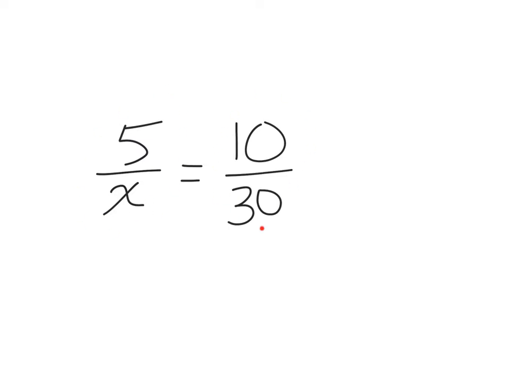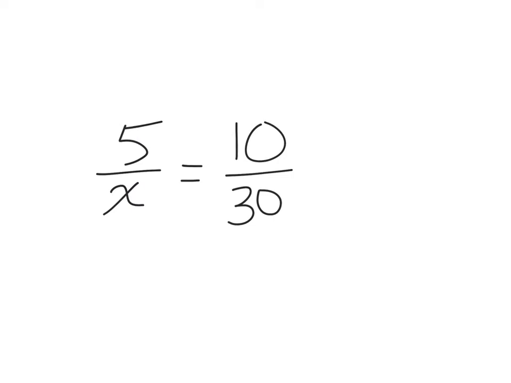Well, 10 is actually a third of 30. So whatever it is that's over here, 5 must be a third of that number. So if you're thinking 15 in the back of your head, you're on the right track there. But let's find a way to use our cross multiplication method to figure that out.